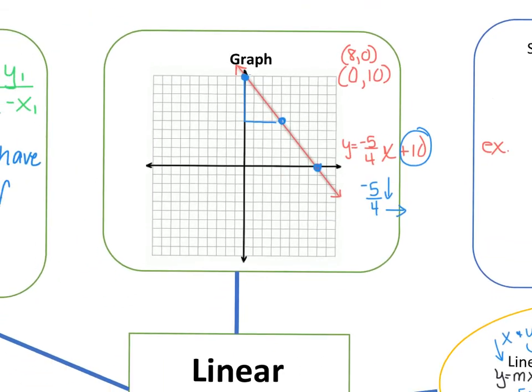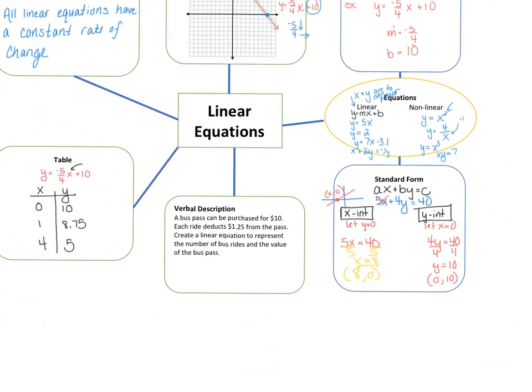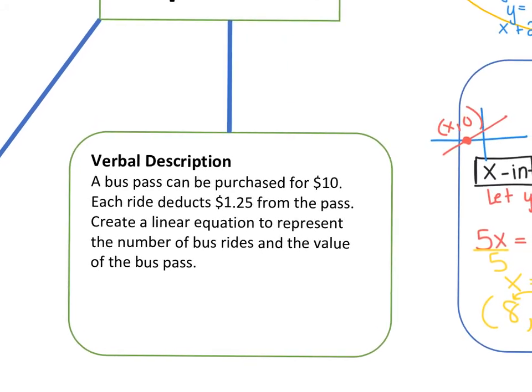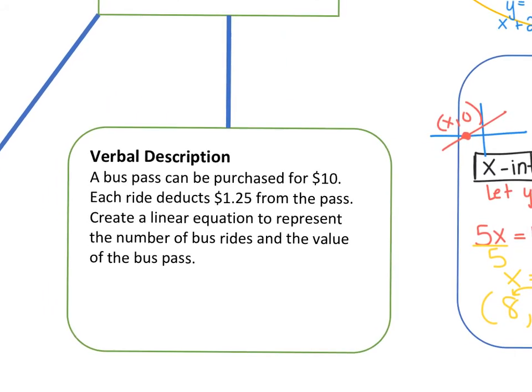Final thing I want to look at right now with you is verbal descriptions. So it says a bus pass can be purchased for $10. Each ride deducts $1.25 from the pass. Create a linear equation to represent the number of bus rides and the value of the pass.